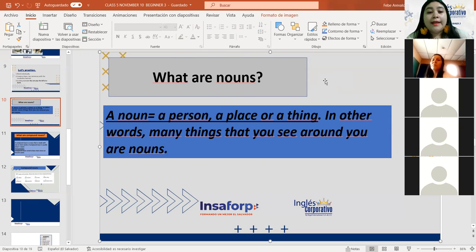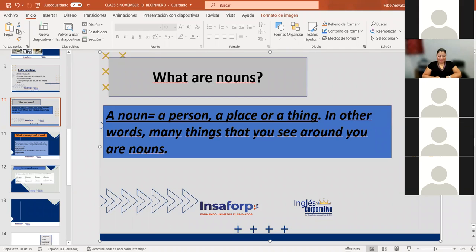Okay. A noun equals a person, a place, or a thing. Okay. You remember that yesterday I told you that, right? ¿Se recuerdan que ayer hablábamos de eso? Los nouns pueden ser personas, animales, o lugares, cosas, right? In other words, many things that you see around you are nouns, all right? That's basically it. Let me check your reading, girls.